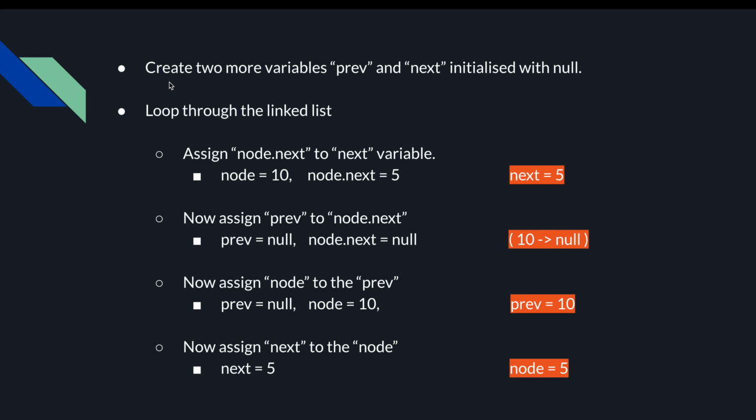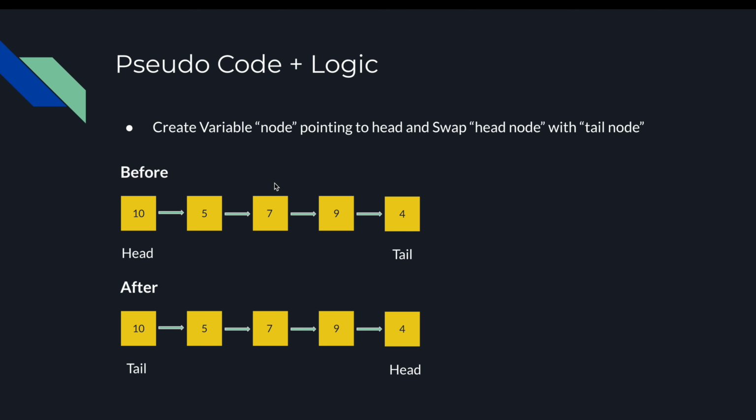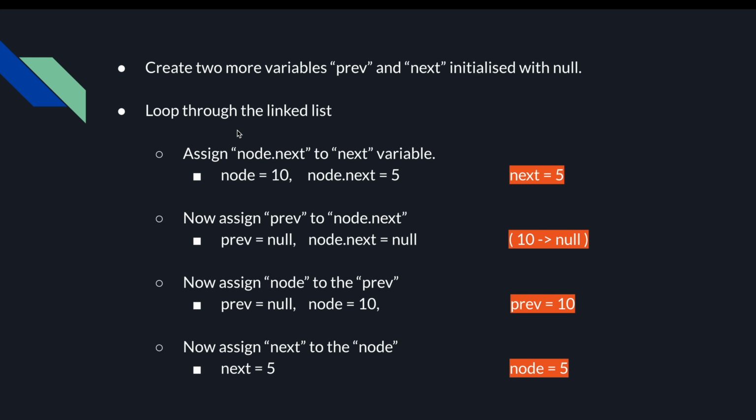Alright, then the next step is to create two more variables. First one is previous and the second one is next, and we will initialize both of these variables with null. Now if you are thinking why we need the previous and next variables, you will see the usage of it in the next step. After this, we will start a for loop where this loop will run for n number of times, where n is the length of the linked list. If, let's say, your linked list is of 5 nodes, then the for loop will run 5 times.